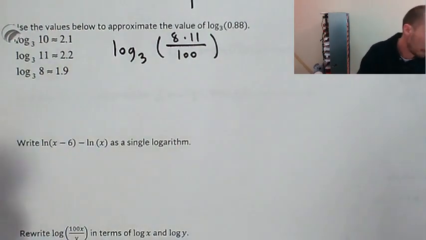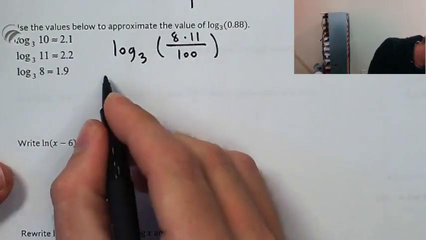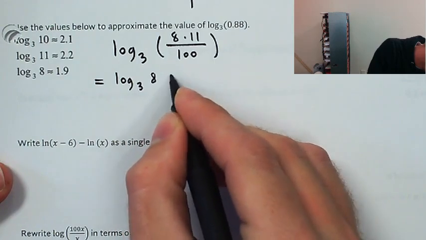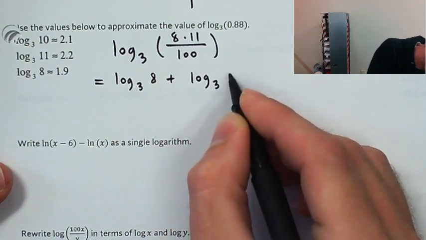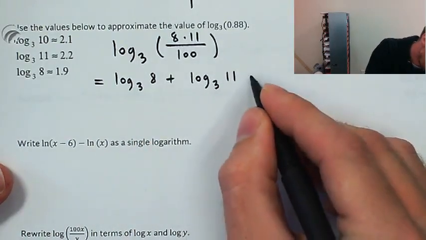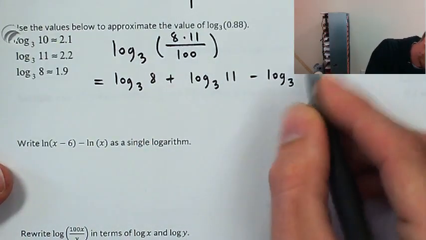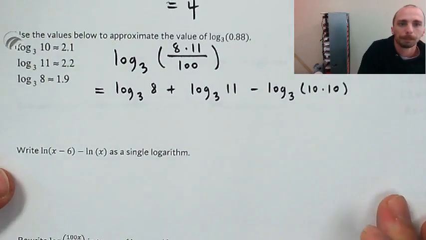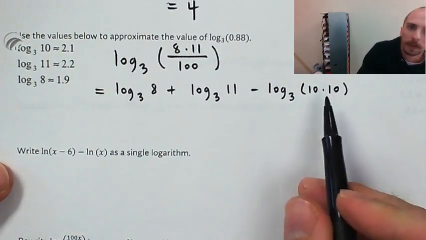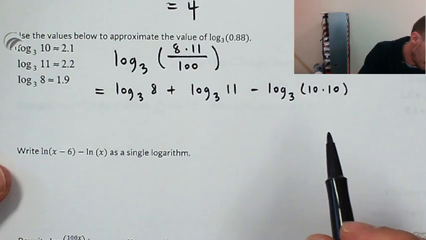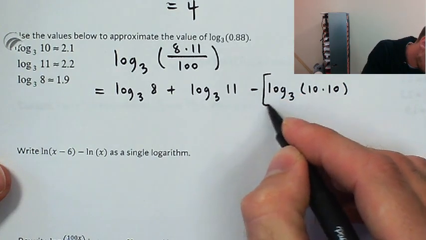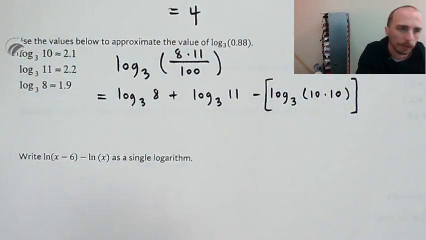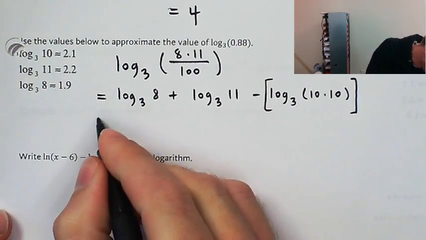I think about this one when we go and talk about power of power. So I'm going to say that this is equal to log base 3 of 8 plus log base 3 of 11, because those are both in the numerator, minus log base 3 of 100, which I might at this point call 10 times 10. Okay. And I think maybe I will also just put like a square bracket around this. Maybe you see why I would do that. If you do, then you can see what's coming here. Log base 3 of 8 is 1.9.